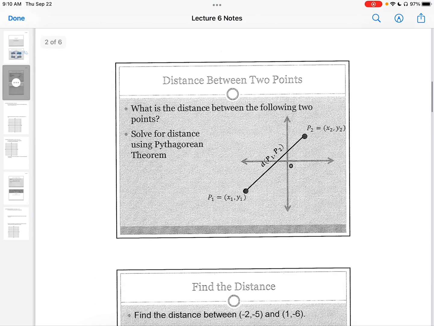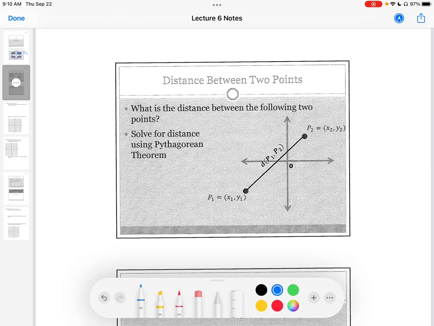Okay, now to the distance formula, the fun part. The distance formula was created by using the Pythagorean theorem. So the Pythagorean theorem says that a squared plus b squared needs to equal c squared. I've got the distance between these 2 points here, and that distance right here is going to be our c. That is our hypotenuse. So we need to create a right triangle.